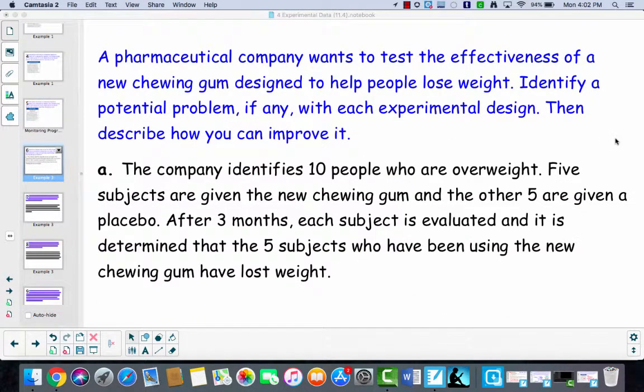Okay, so now we're going to look to see if there are any potential problems with the experiment as it's described. It says a pharmaceutical company wants to test the effectiveness of a new chewing gum designed to help people lose weight. Identify a potential problem, if any, with each experimental design, and then describe how you can improve it. So the company identifies 10 people who are overweight. 5 subjects are given the new chewing gum and the other 5 are given a placebo. After 3 months, each subject is evaluated and it is determined that the 5 subjects who have been using the new chewing gum have lost weight. What are some potential problems you could see with this?